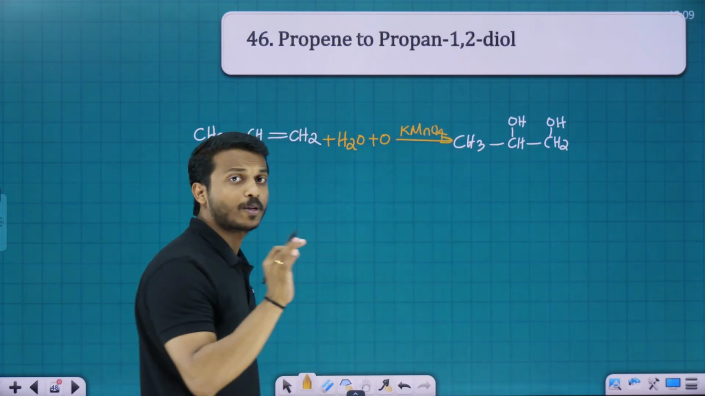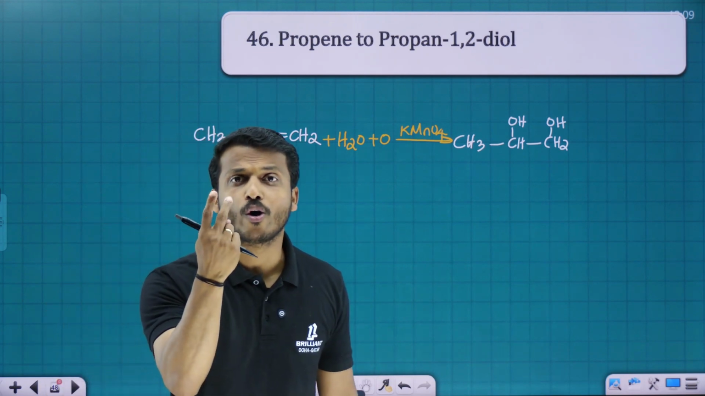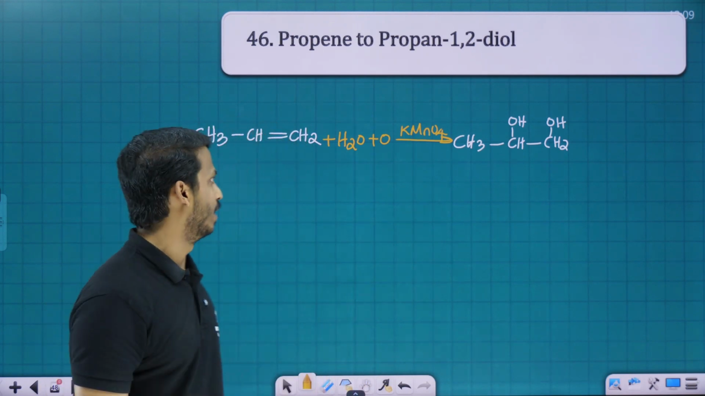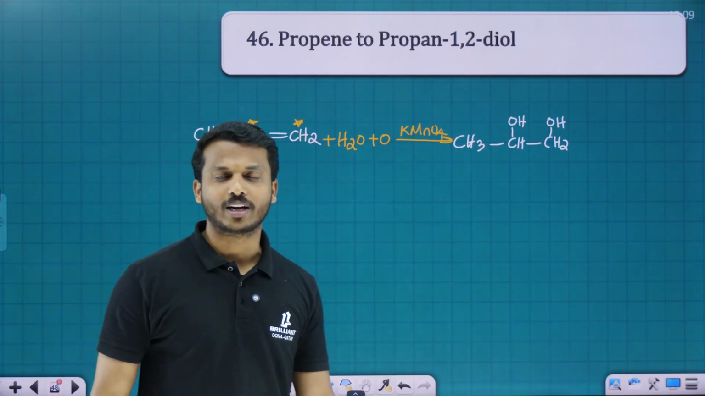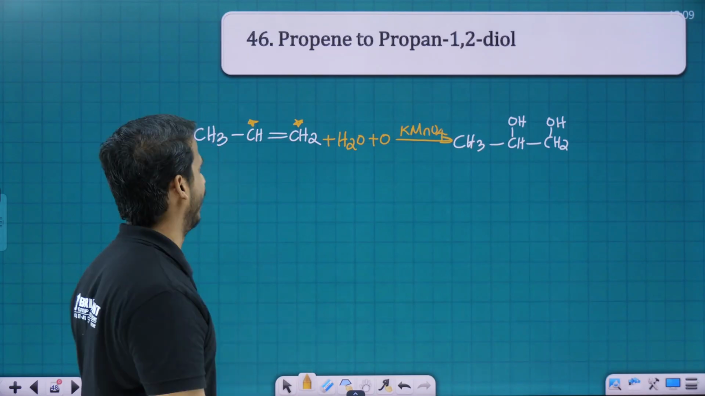I told you the purpose of Bayer's reagent. It puts two OH groups on the double-bonded carbon. Yes, that's what they did here. You get two OH groups on the double-bonded carbon. It is possible with Bayer's reagent.